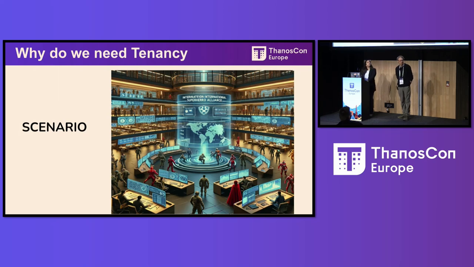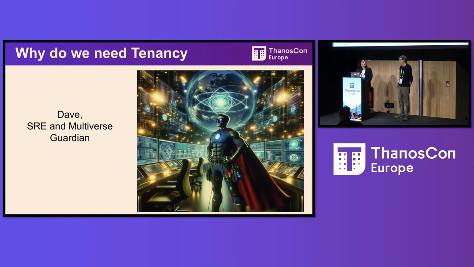Okay, so we have an international superhero alliance, which is operating across the globe, managing different facets of superhero activities, such as mission deployment, threat assessment, superhero training, and emergency response. Now, each team within that alliance, as normal engineers, makes use of microservices to maintain their specific domains. And they heavily rely on observability to ensure that their operations run smoothly and to quickly diagnose and address any issues. So here we have Dave.